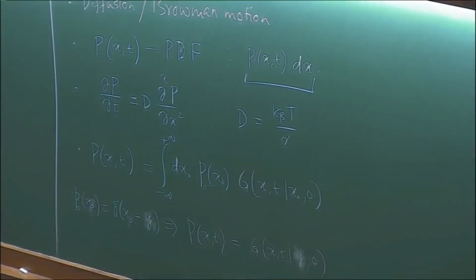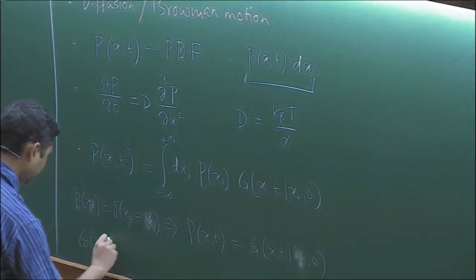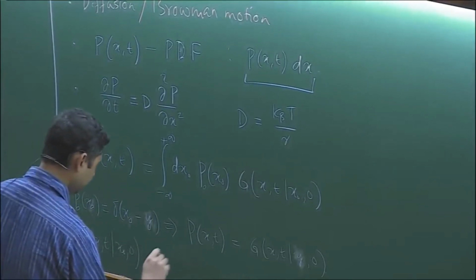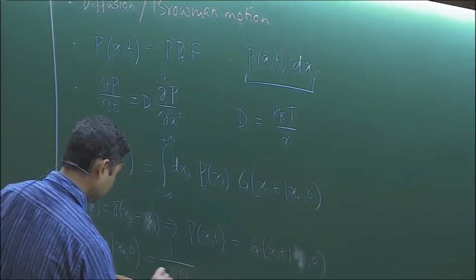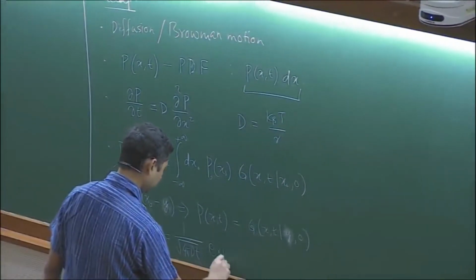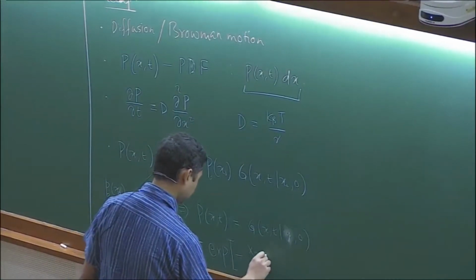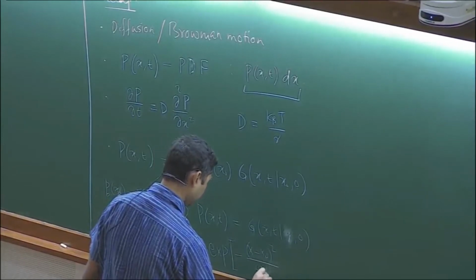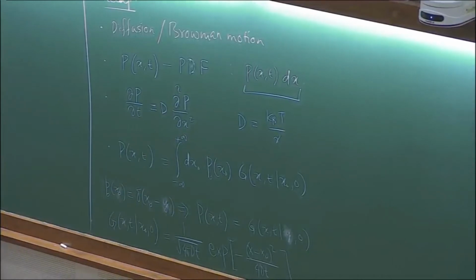So we also showed that the G of x, t given x0, 0 is 1 over square root of 4 pi D t, times exponential of minus x minus x0 whole square by 4 D t, right? This is what we did yesterday.